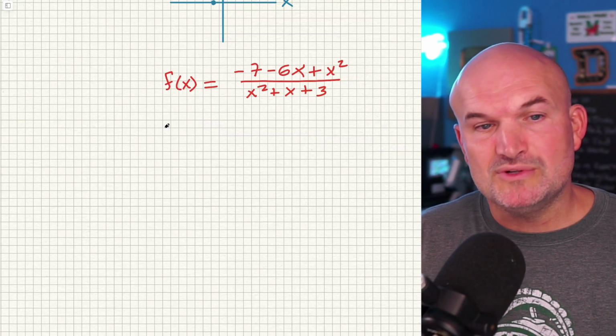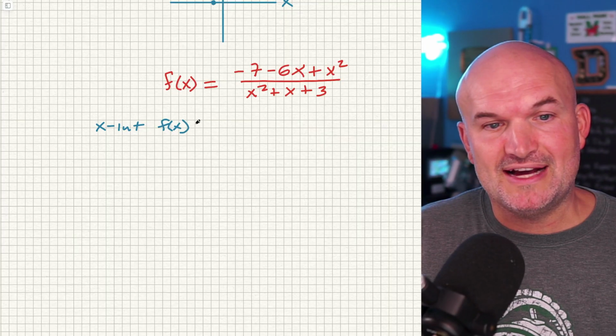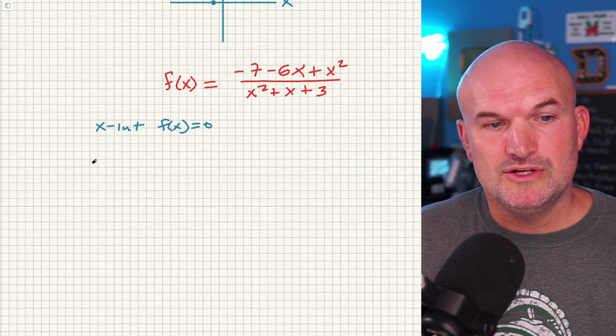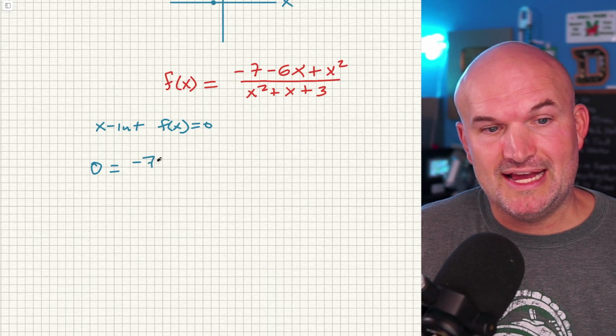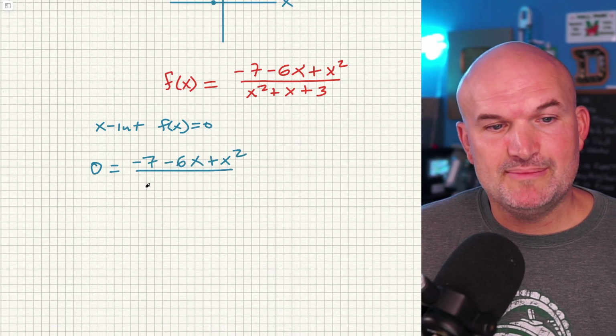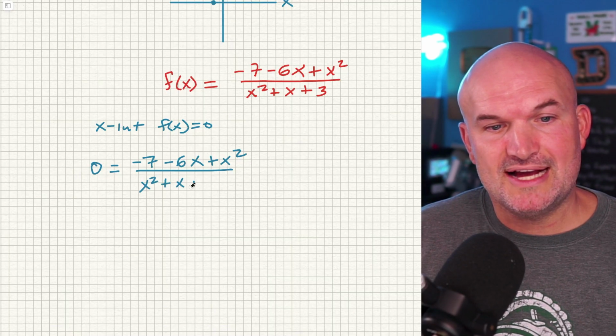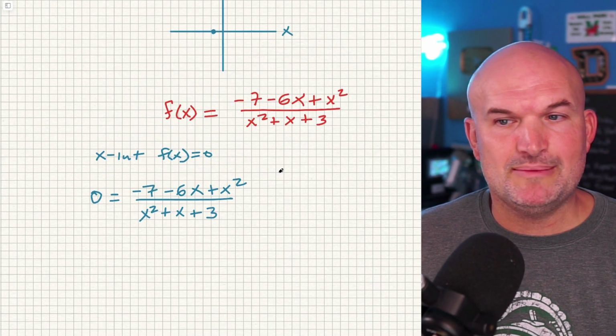So if I was going to find the x and the y-intercepts, again, x-intercept is going to be when f of x or y is equal to 0. So if I look at this, I plug 0 in for my f of x, and I'm simply going to have a negative 7 minus 6x plus x squared, and that's going to be all over x squared plus x plus 3. Now, let's go back a little bit further, and let's do something maybe a little bit easier.